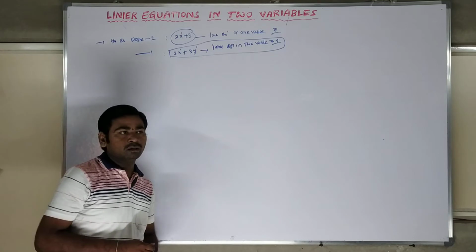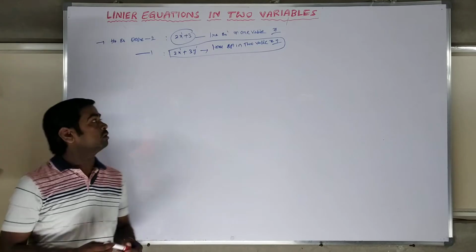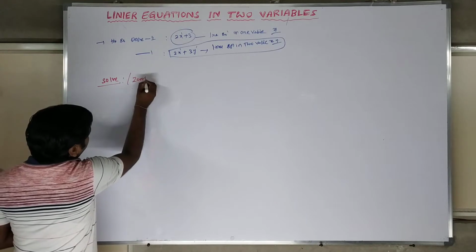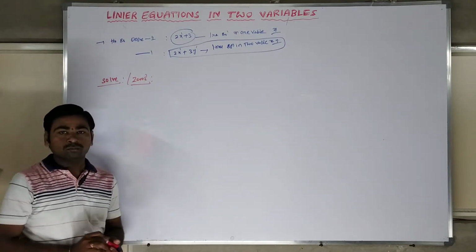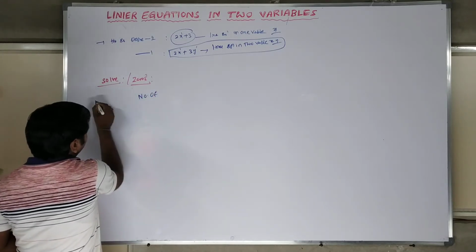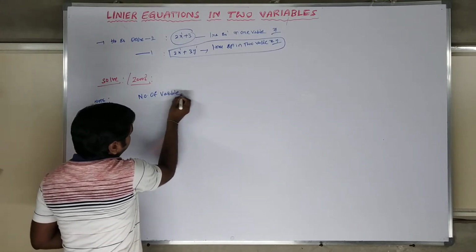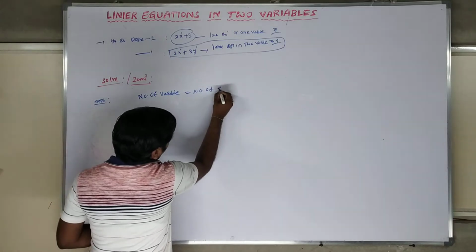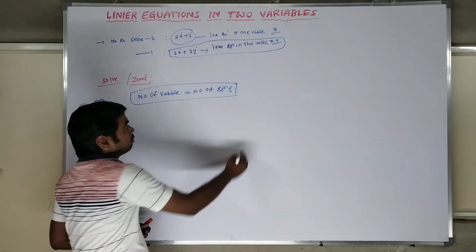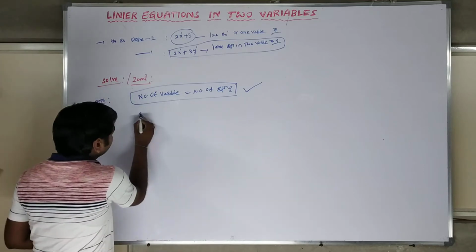Next, when you are solving linear equations in one, two or three variables, what is the logic? Solving means finding the zeros of the equation. The method is simple, but there is a condition: the number of variables must be equal to the number of equations. In any problem, only then can we solve the equations; otherwise we cannot solve.